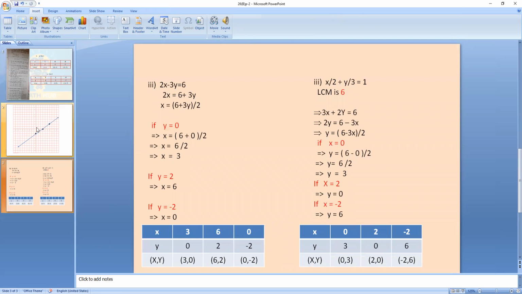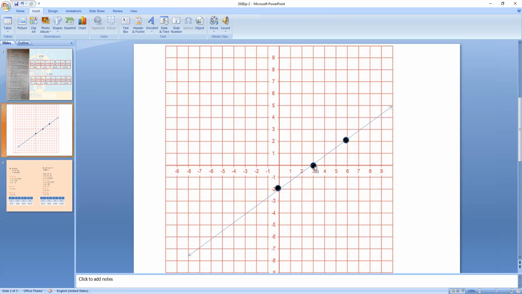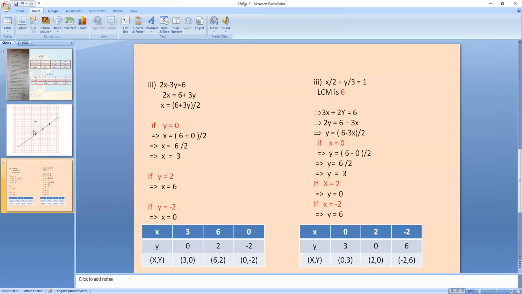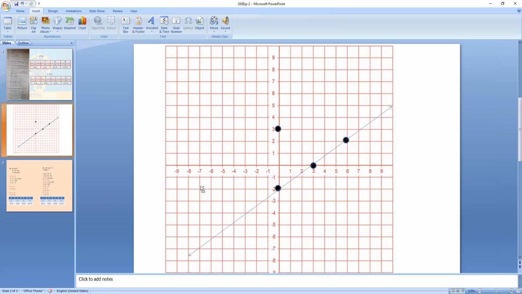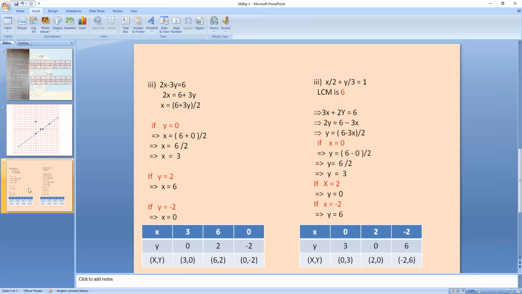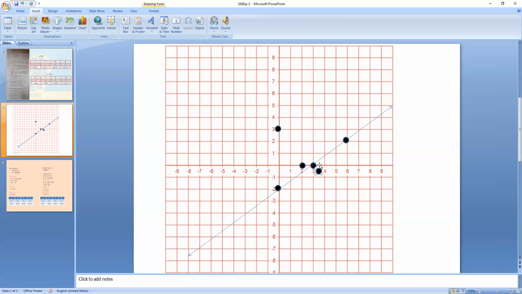Second equation also, let me plot the points. So 0 comma 3. So x is 0, so you'll get that point on the y-axis. So 0 comma 3. Next, 2 comma 0. You'll get it on the x-axis, right? This is 2 comma 0. And minus 2 comma 6, right? So minus 2 comma 6, you will get it here, right?